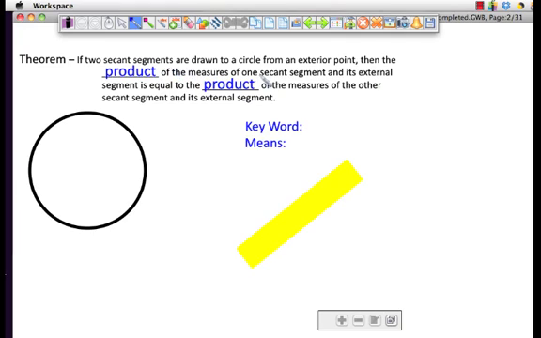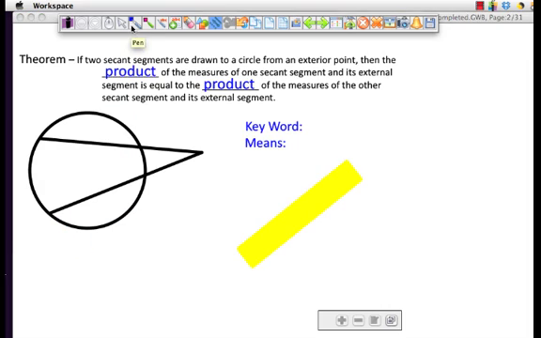The next rule talks about if two secant segments, which are segments that go through the circle twice, are drawn to a circle from an outside point. If you have that, then the product of the measures of one secant segment and its external segment is equal to the product of the measures of the other secant segment and its external segment. A lot of words. Let's break this one down. Two secant segments look like this. It goes through the circle twice, and it's not a secant line, it's a secant segment. And you need to have another one that they're secant from the same external point.